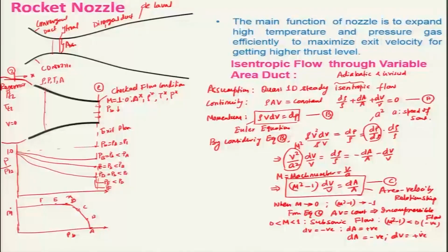That means there will be accelerating flow. When the change in area is negative, that means the exit area is smaller than the inlet area, then naturally there will be acceleration in the flow. It will act like a nozzle, and the opposite condition acts like a diffuser.